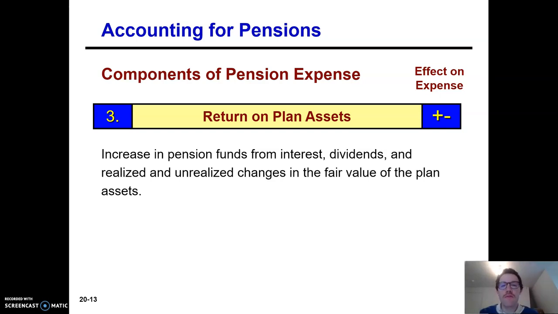The point is, for now, I want you to understand that as your plan assets go up in value, that kind of offsets your pension expense, right? So even though your expected obligation is going up because your employees worked and you accrued interest, if you earned enough on the stock market and with your investments, that could totally offset it, right? You could have no pension expense. Hopefully that makes sense.